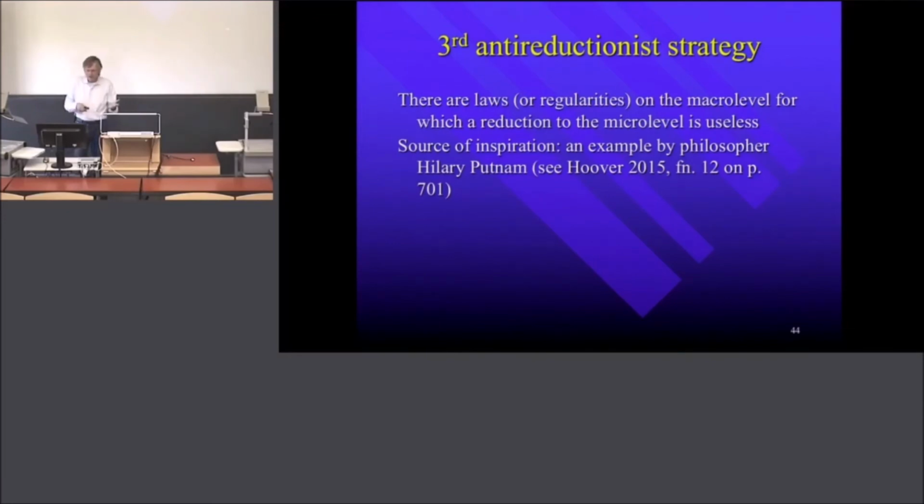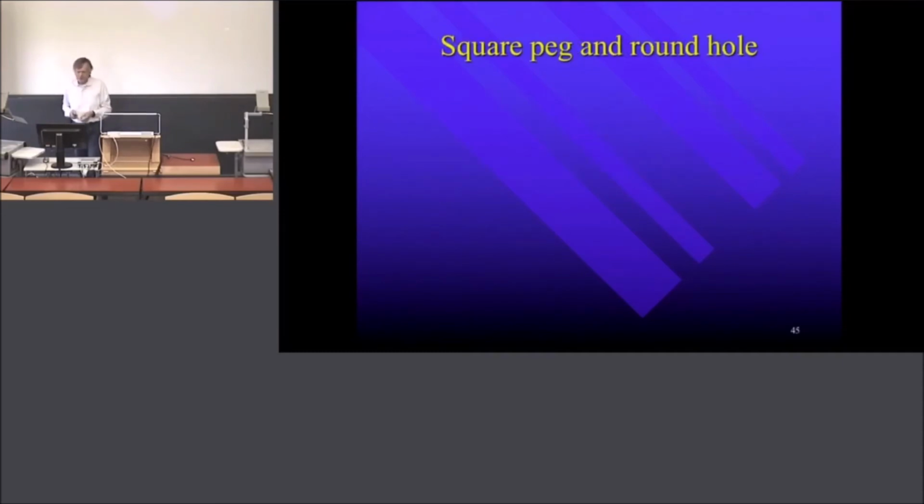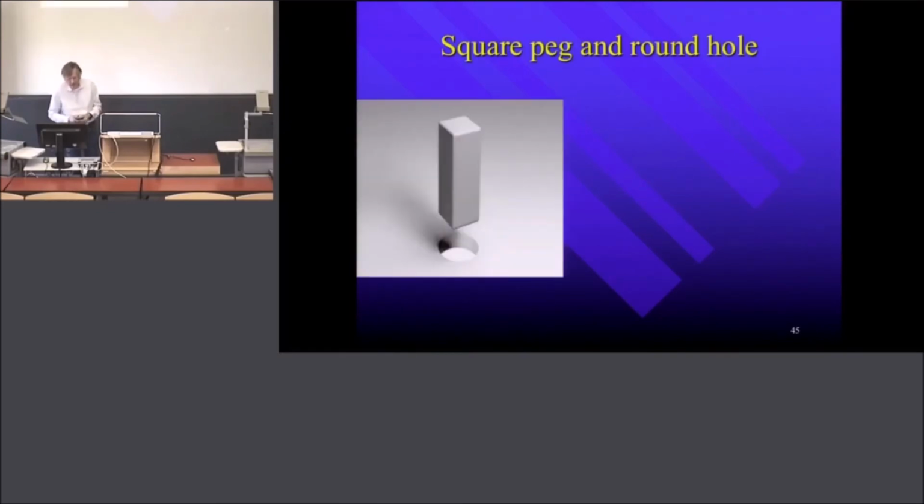It's by the philosopher Hilary Putnam. And I give you the example in a form that's, I think, basically his original. It's the square peg and the round hole, okay? I had to look it up. A peg is this thing here. That's called a peg.